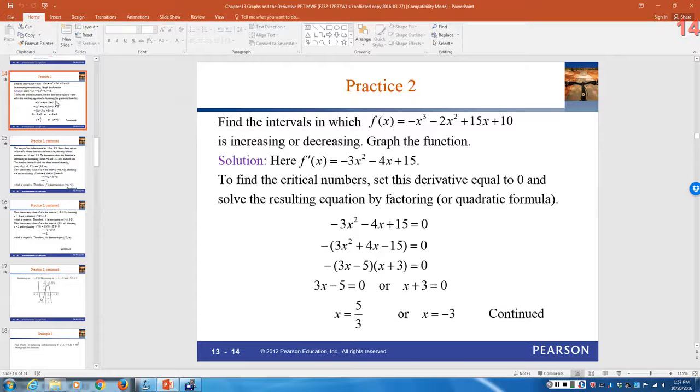So for practice 2, we're going to do the same thing. And we've got practice 2 down here in front of us. Let me make sure I copied this one down right. Oh, practice 2 is the one that you have. I'm sorry. I was thinking it was example 2, but it's practice 2. So let's work practice 2.